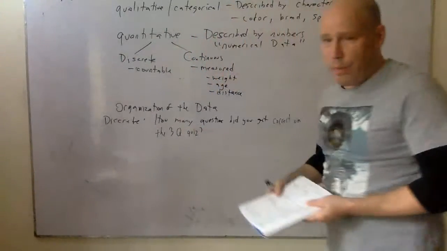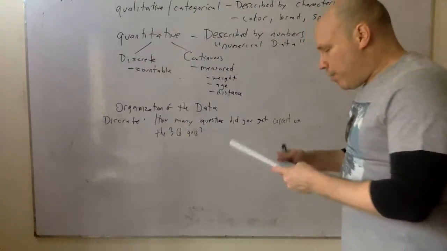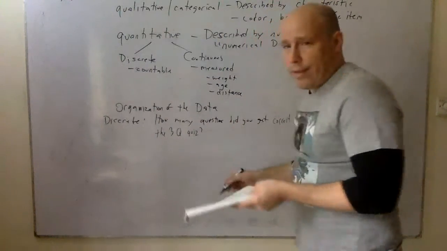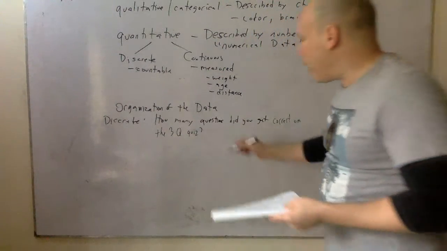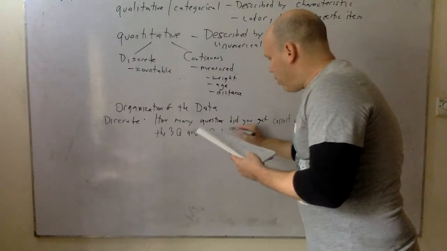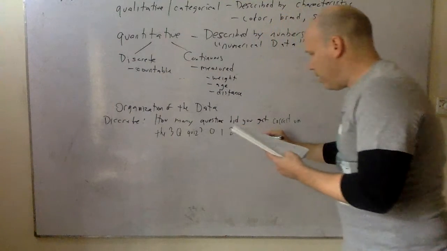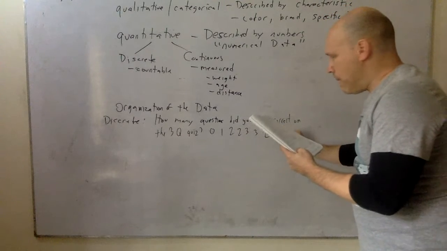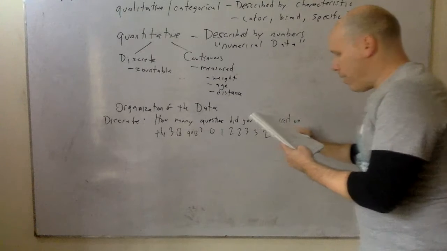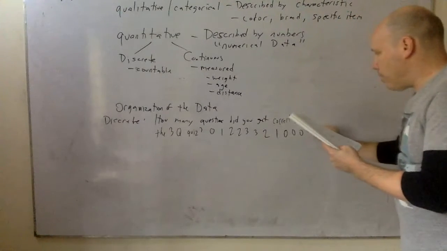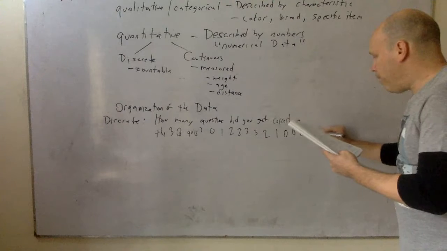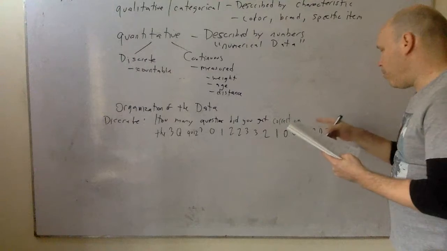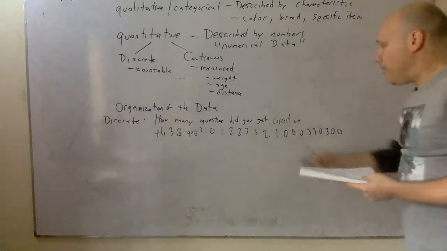So the first thing is, we can collect all this data. Here are some responses I got. You don't need to write this down. I'm going to write it down, but then I'll say it over again. So let's see: 0, 1, 2, 2, 3, 3, 2, 1, 0, 0, 0, 3, 3, 0, 3, and then 0, 0. These are the scores.